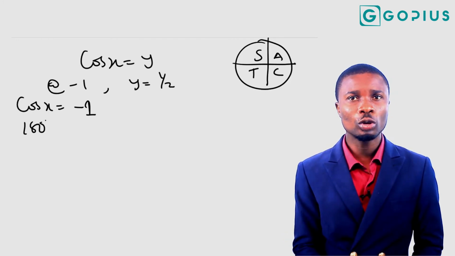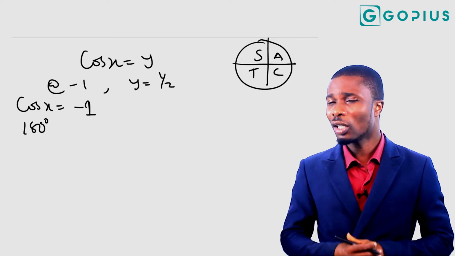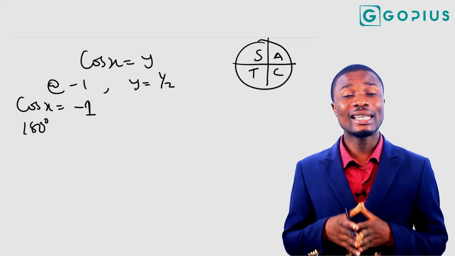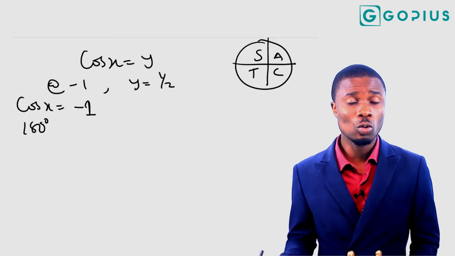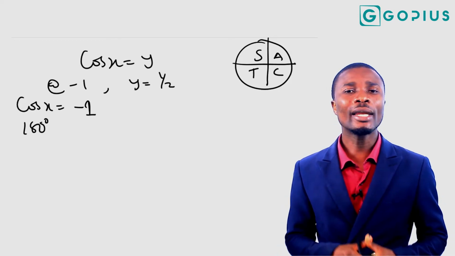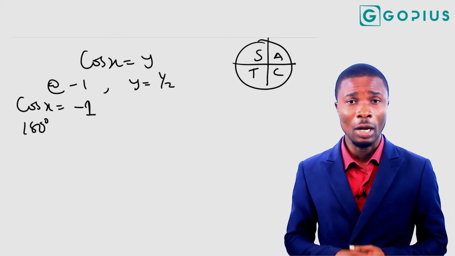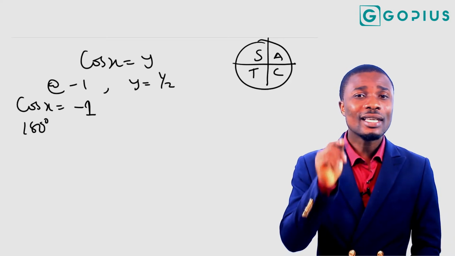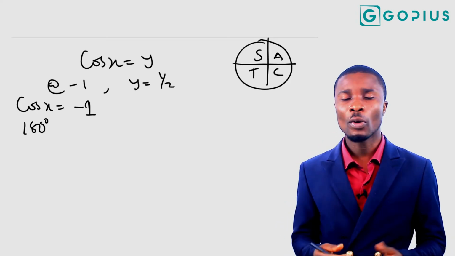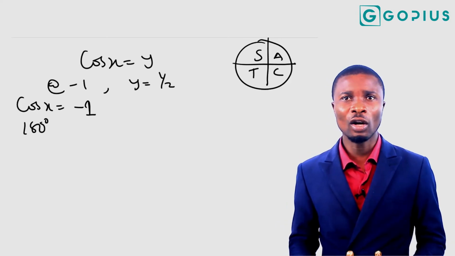So we have the first solution for x as 180 degrees, because in that quadrant the angle was 180 minus theta. 180 minus 180 of course will give us 0, and cos 0 is 1. Since in that quadrant cos is negative, we have minus 1 at the end of the day.